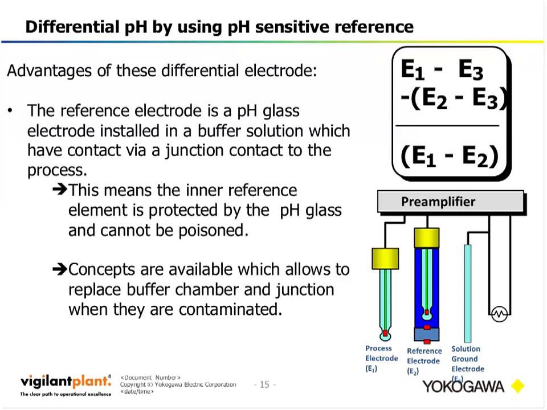This means the inner reference element is protected by the pH glass and cannot be poisoned, so it is a double junction salt bridge design type. And the system also includes a close-coupled encapsulated preamplifier, so you can go further cable runs. Some setups are also available that allow the replacement of that buffer solution and the junction, so it allows for a little longer lifetime of the sensor and the analyzer.